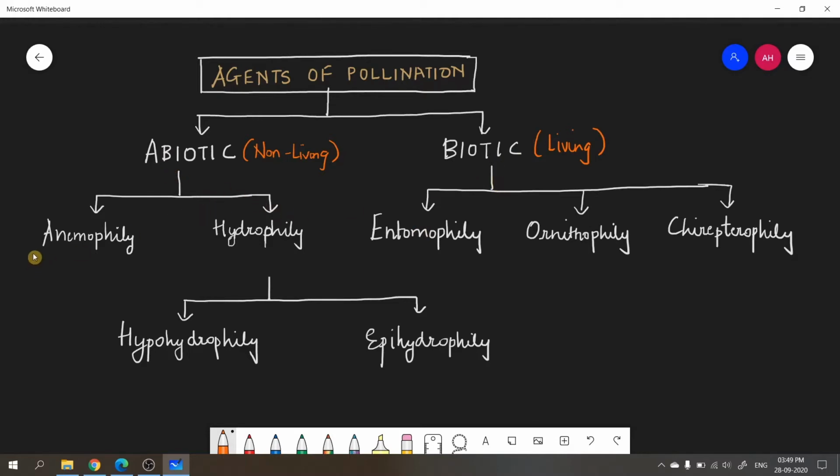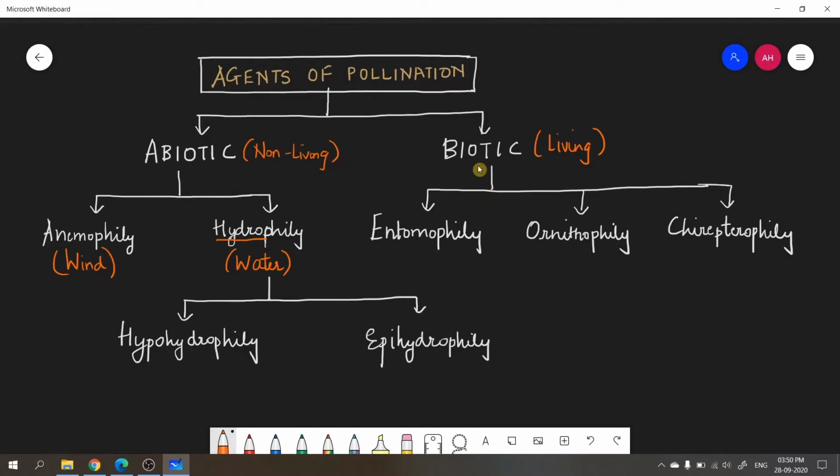So in abiotic, if you see the first one, Anemophily. Anemophily is a type of pollination in which the agent involved is wind. Okay, so wind is the non-living or the abiotic agent involved in pollination, and the term given to such type of pollination is Anemophily. Then the second one, can you guys guess what hydrophily is? Yes, you are right, because hydro means water. So hydrophily is a type of pollination where the agent is water. That's right. Let's move on to biotic agents now.